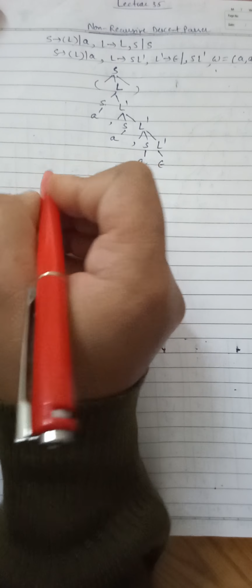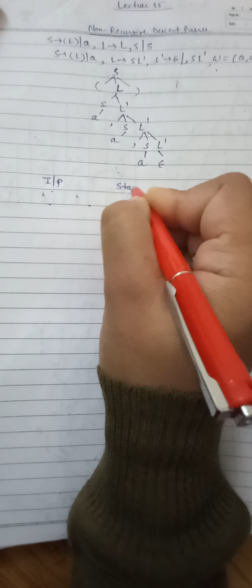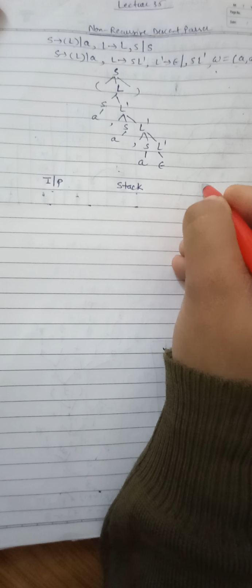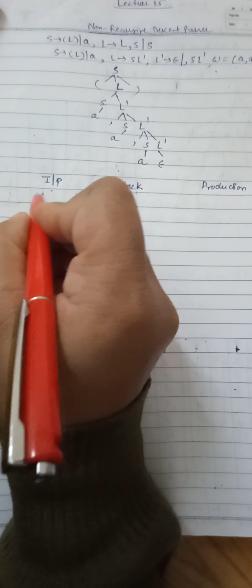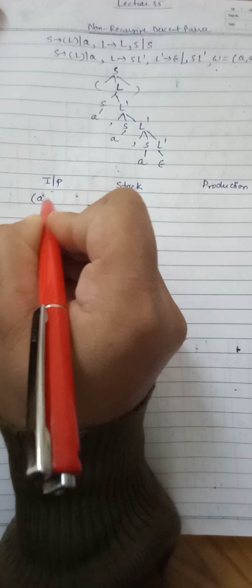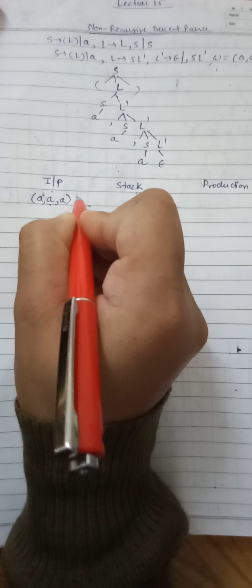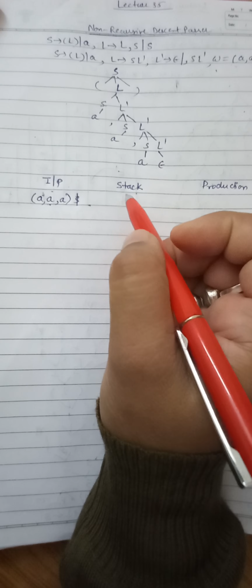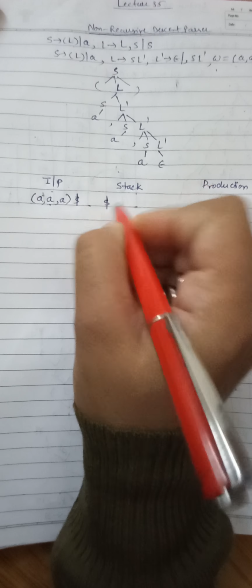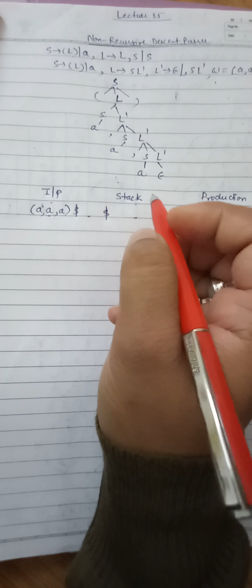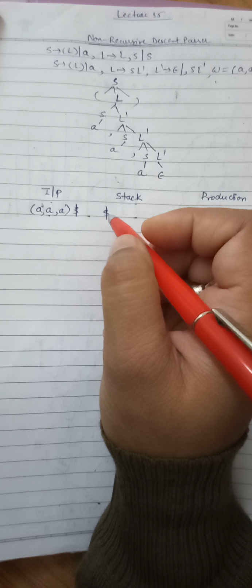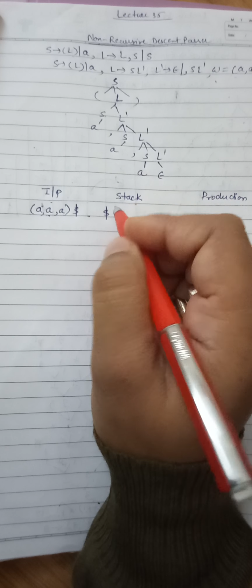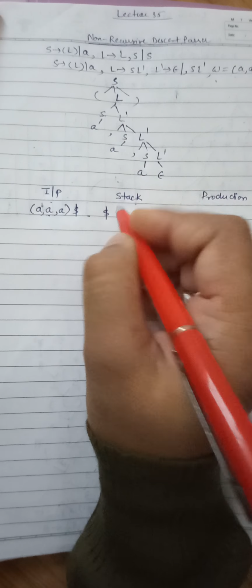So first we write the input here, what input we have, then we write what is in the stack, and then what production we are using. Like that we'll write. So first what is the input? We have A comma A comma A, and this shows the end of the string. So what is in our stack? Initially we have the dollar symbol, because it shows that when we reach here we have completed the string. So from which symbol do we start? From the S symbol, so we will write S here.